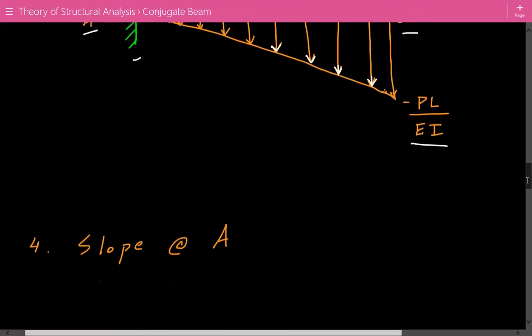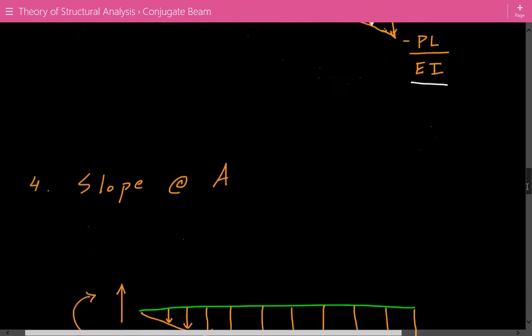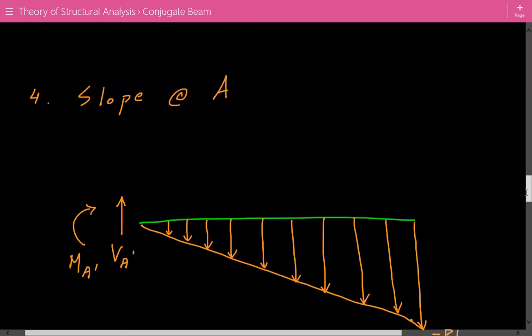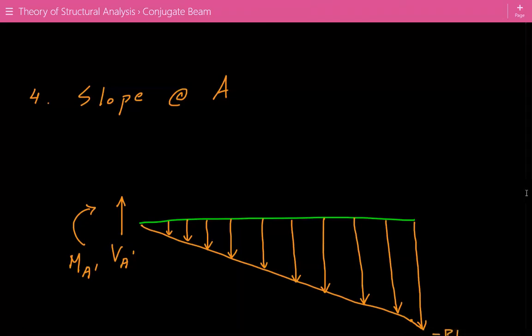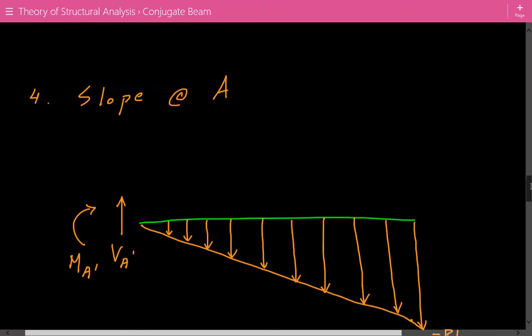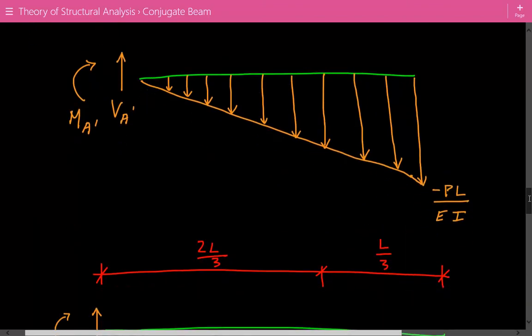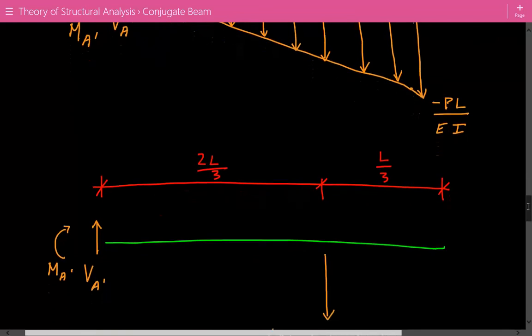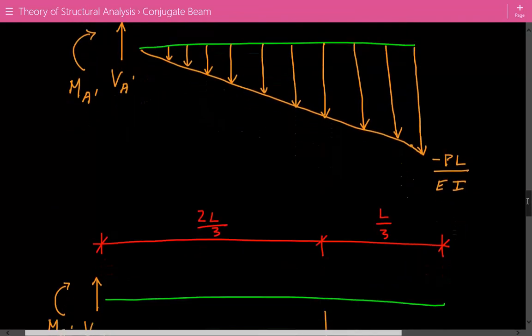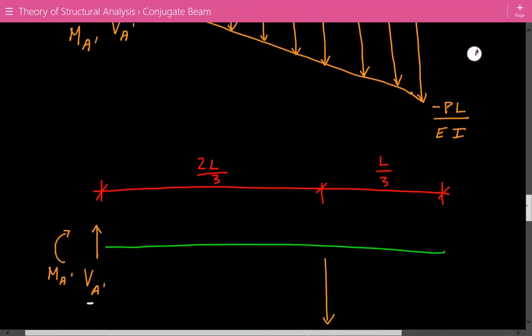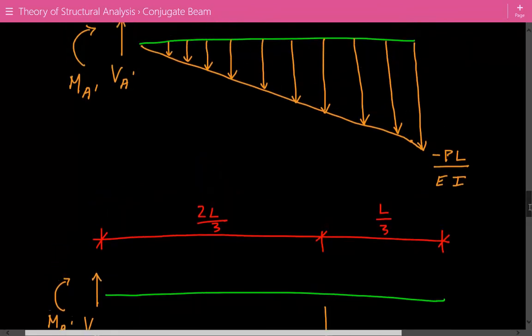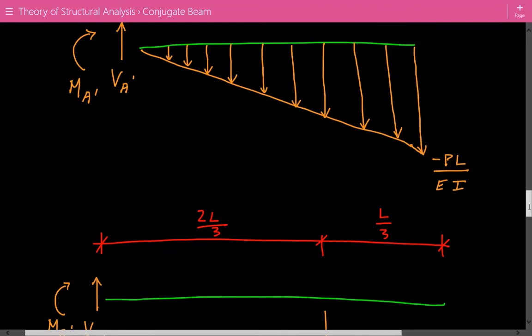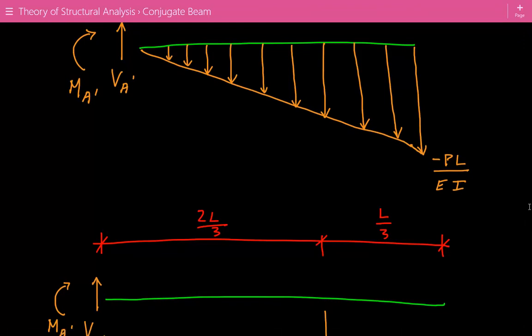So now we're going to calculate the slope at the location A. To find the slope, we just have to calculate the conjugate shear at that location on the conjugate beam. It's just going to be using basic statics. So here's the simplified version of this beam. We have our shear at A and bending moment at A. Then we take this whole triangular conjugate loading and simplify it. Since it's a triangle, we use the formula base times height divided by 2.